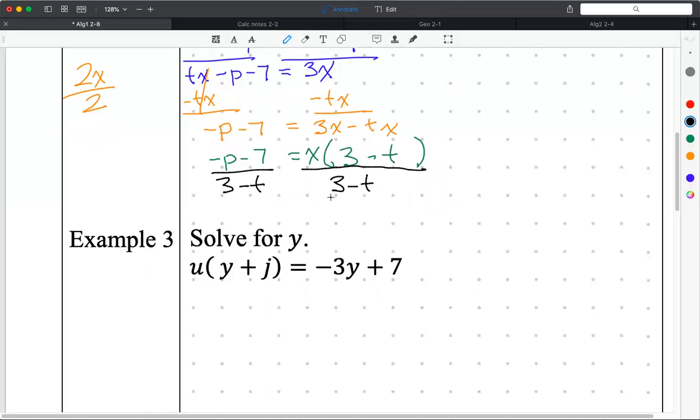And these should be gone now. What do I have on the right-hand side, Ripley? 0. Oh, not quite. There's x. Yeah, x. And on the left-hand side, I just rewrite it. It's this negative p minus 7 all over this 3 minus t. And the answer looks funny, but that's the answer. Negative p minus 7 divided by the quantity of 3 minus t.